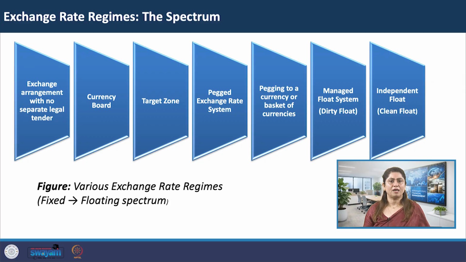On one end of the spectrum, you have arrangements where the exchange rate is absolutely fixed. A country literally cannot change its exchange rate unless there is a major political or institutional change. On the other hand, you have freely floating regimes where the exchange rate moves minute by minute based on market supply and demand with no government intervention whatsoever. In the middle, you have various hybrid arrangements: fixed but adjustable, crawling pegs, managed floats, and so on.